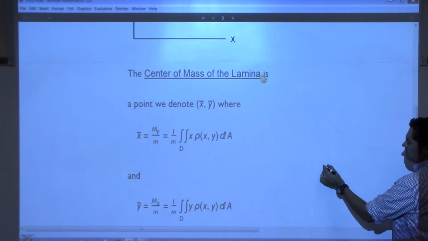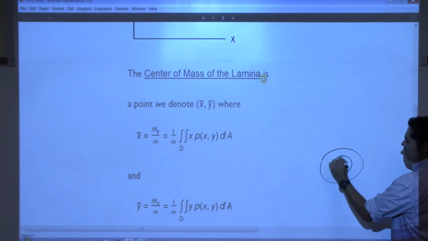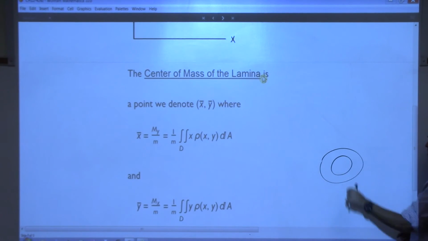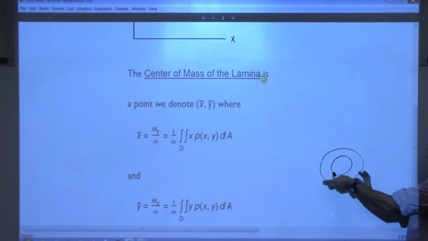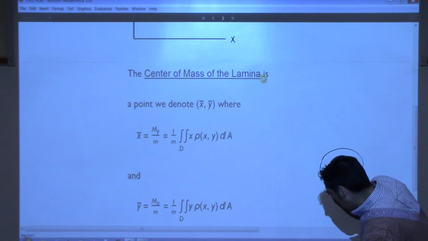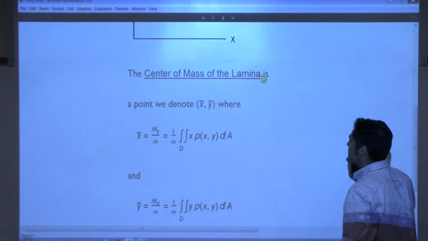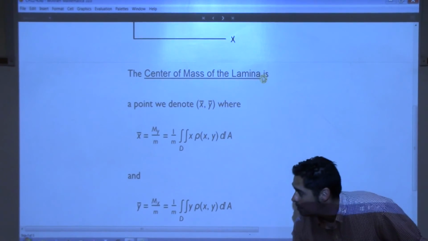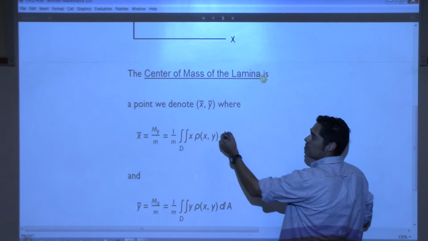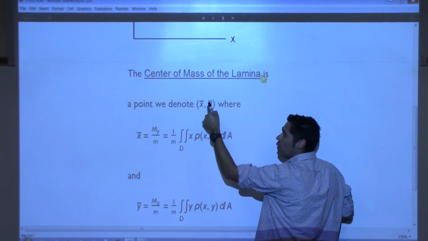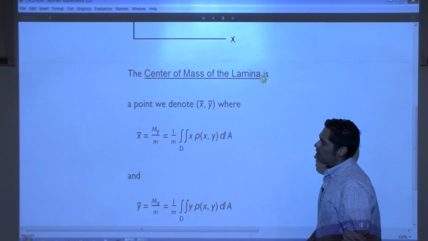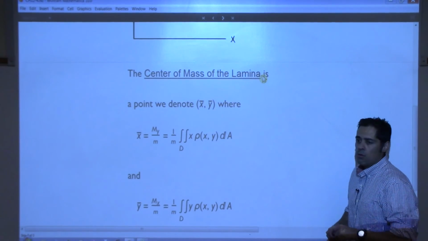And another one you could take is just a disk like this. Its center of mass is there, right? Even if it's homogeneous. So finding the center of mass is computed. The center of mass is a point. It has an x and a y coordinate. We call it x bar, y bar. And look at what you do to compute the x and y coordinates.